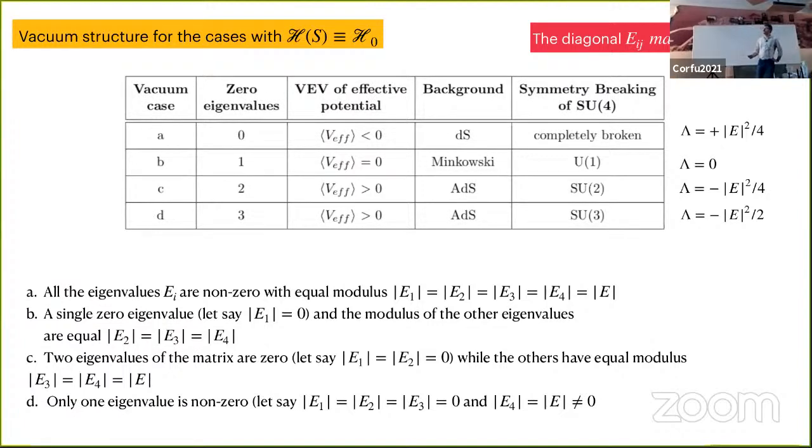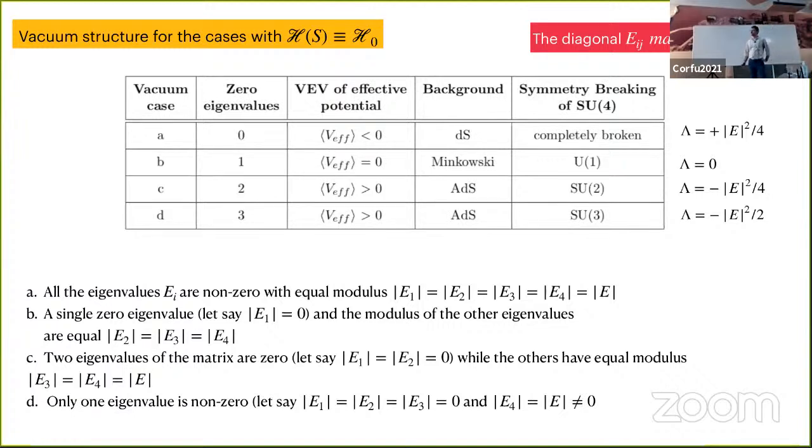So we find the de Sitter, Minkowski, and anti-de Sitter vacua. And this is the value of the cosmological constant. As you see, it depends on the vev of the E field, the scalar. Okay, these are also solutions that are found numerically after finding the extrema of the effective potential. And whether the background is dS, AdS, or Minkowski depends on the number of zero eigenvalues you have in the matrix E.